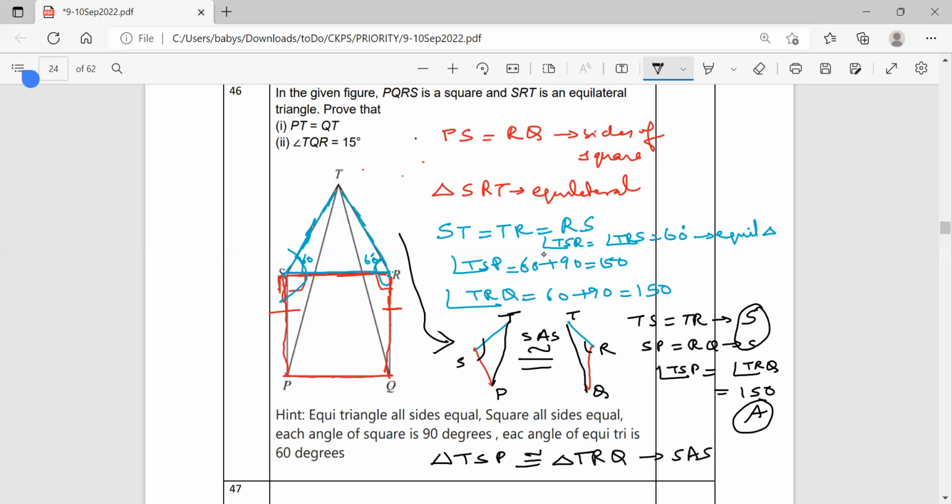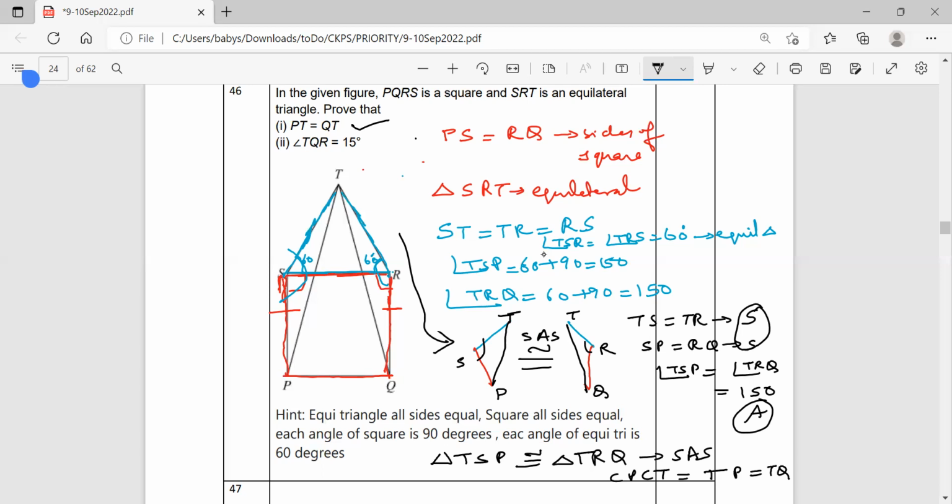So the next argument is by CPCT, that the sides marked in black will be equal, isn't it? TP will be equal to TQ. That's our argument, the first one, TQ or QT, yeah? I proved the first part of the proof, yeah?